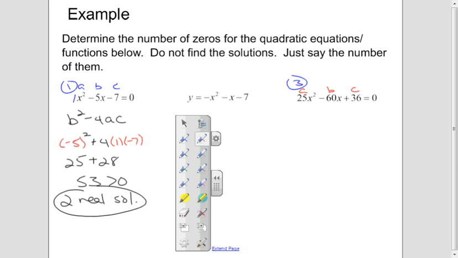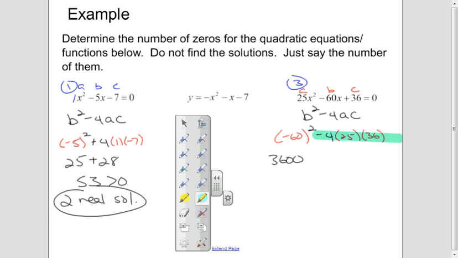36. So again, if I were to use this formula, I would be getting -60 squared minus 4 times 25 times 36. Well, 60 squared is like 6 squared with 2 zeros, so that's just going to give me 3,600. And then I see here, negative times positive is minus. 4 times 25 is 100. 36 of those is negative 3,600. So I get 3,600 minus 3,600, which is equal to 0.